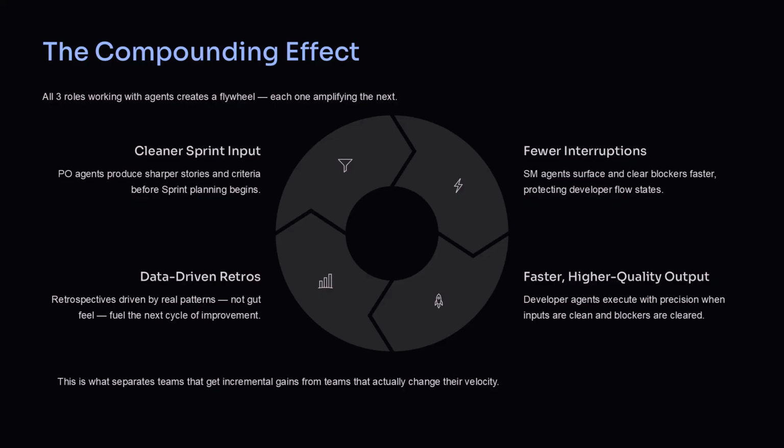All three roles working with agents creates a compounding effect. Cleaner input into the sprint, fewer interruptions during the sprint, faster, higher quality output at the end of the sprint, and a retrospective that actually learns from real data instead of gut feel. That compounding effect is what separates teams that get incremental gains from teams that actually change their velocity.